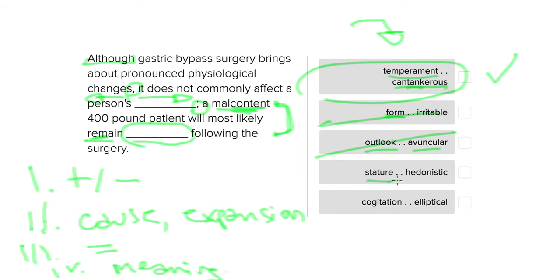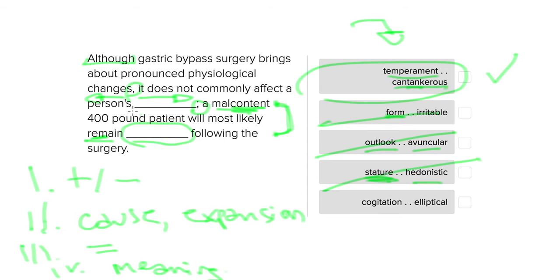Stature here makes sense. So even though we're talking about your physique changing and then your physique not changing, so you've got although here, we're also talking about an aspect of your physique that is not going to change. So that makes sense. You've got the opposition and it is coherent. Your height is going to remain the same. However, hedonistic doesn't make sense because hedonistic has very little relation to malcontent. Hedonistic is a person that gives in to pleasure, to things that will satisfy their need for pleasure, drive for pleasure, and that has little to do with being unhappy.